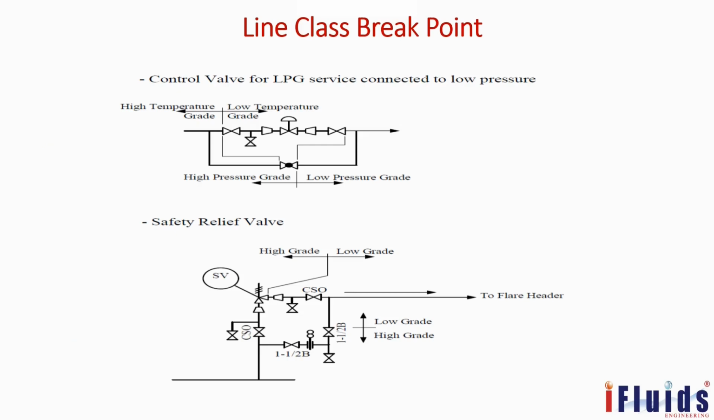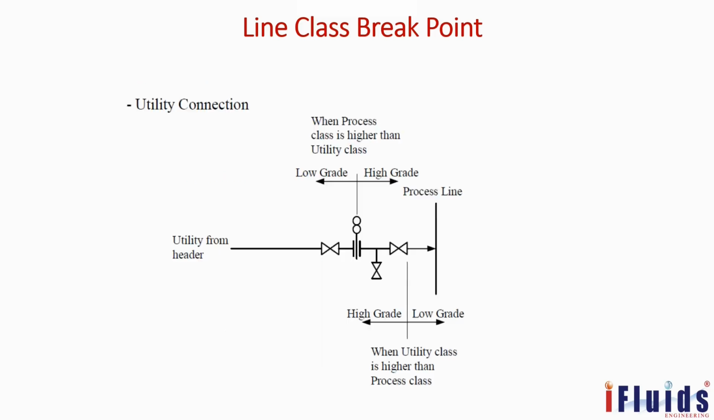This is another type of line breaking, for LPG services connected to low pressure. Here also the control valve, isolation valve, ball valve, everything is inside the high pressure line. Similarly, safety relief valves also. The safety relief valve, main valve, and isolation valve are all inside the high grade. Even this bypass line is also inside the high grade. But the discharge line is low grade because it is going to atmosphere or to some flare header with a lower pressure.